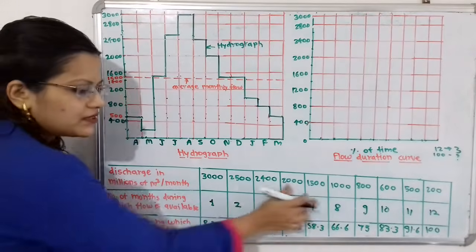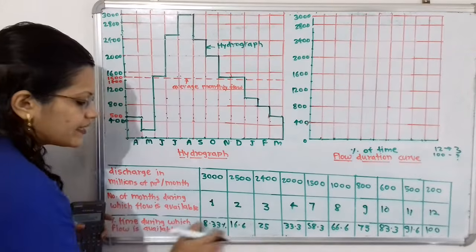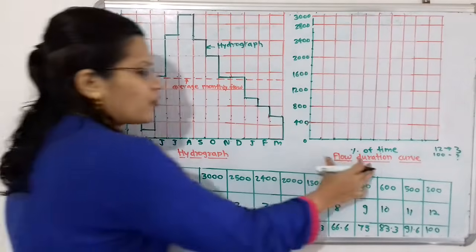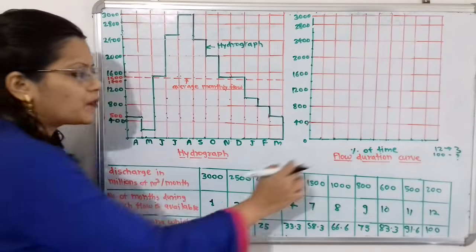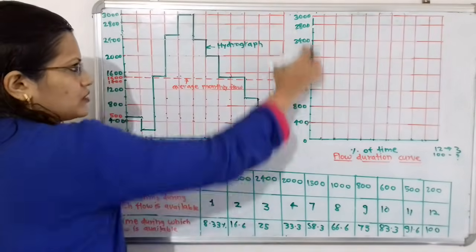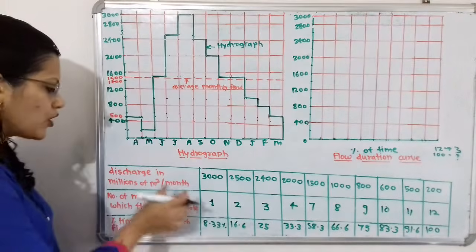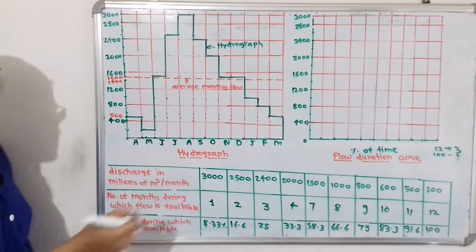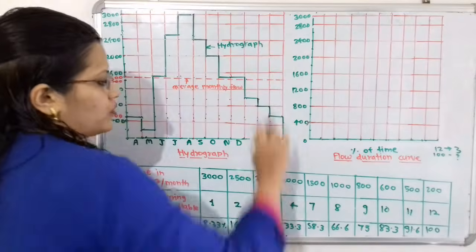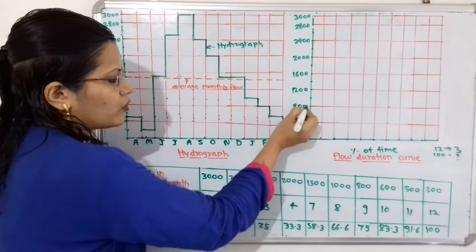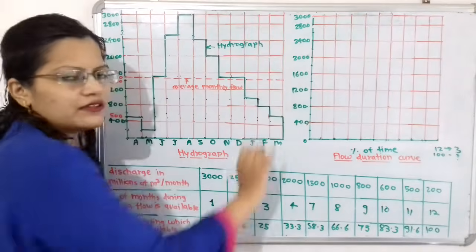So in this way, we get the percentage time during which flow is available. So these months out of 12 are getting converted into percentage time. Now in the flow duration curve, we have to plot this percentage of time on the horizontal line, and on the vertical line we have to plot the discharge. So discharge in millions of meter cube per month, that we have to plot. So we have to start from 0. So here is 200, 400, 800, 1200 and so on.